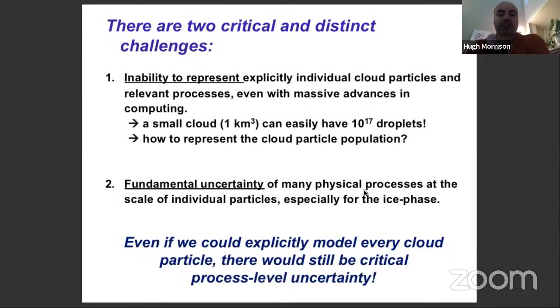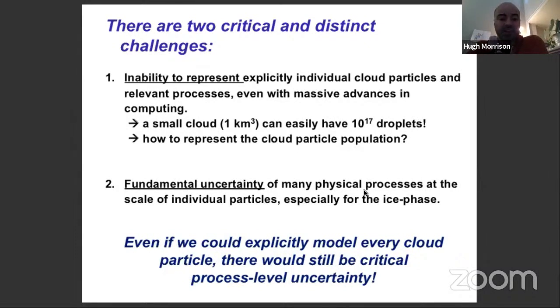So we can break this challenge into really two distinct challenges. The first is the inability to represent individual cloud particles explicitly. And this is true even with massive advances in computing. For example, even a small cloud, say a kilometer cubed, could easily have 10 to the power of 17 individual droplets, which obviously we can't track each one of those droplets in any kind of reasonable way. So to a large extent, microphysics parameterization boils down to how to represent the cloud particle population statistically from our model variables that are predicted within the model grid volume.